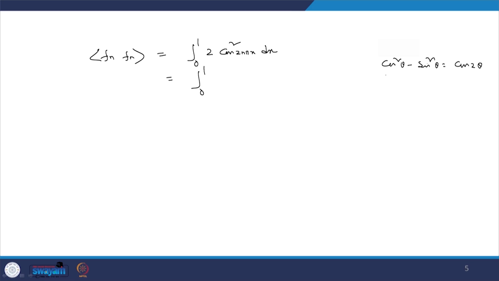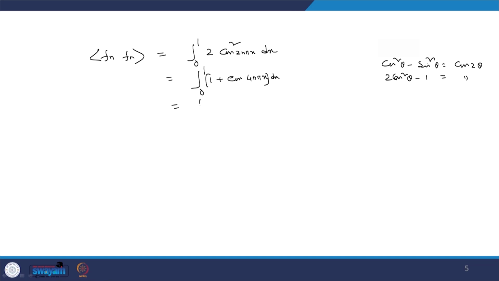So, 2 cos square theta minus 1, with sin square theta being 1 minus cos square theta. So, 2 cos square theta minus 1 is equal to cos 2 theta. So, 2 cos square theta is equal to 1 plus cos 2 theta. So, it will be 1 plus cos of 4 n pi x dx.